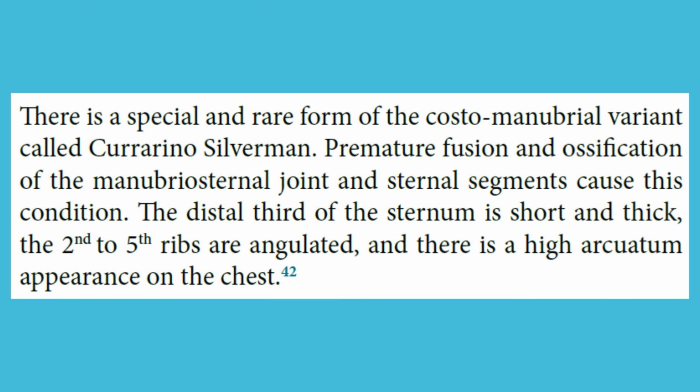There is a special and rare form of the costomanubrial variant called Currarino-Silverman. Premature fusion and ossification of the manubriosternal joint and sternal segments cause this condition. The distal third of the sternum is short and thick, the second to fifth ribs are angulated, and there is a high arcuatum appearance on the chest.